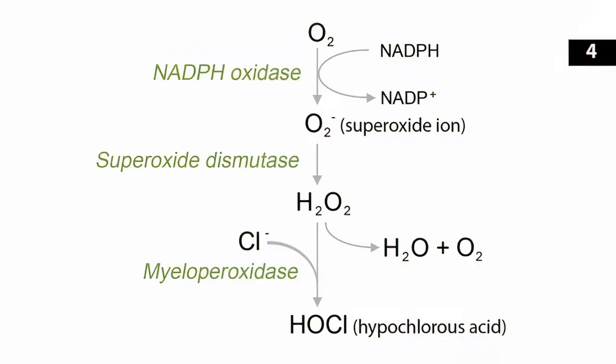Now once the phagocyte has made a reactive oxygen species, you can convert that to hydrogen peroxide. And the enzyme that catalyzes that process is called superoxide dismutase. And then a third enzyme, myeloperoxidase, can use hydrogen peroxide to generate hypochlorous acid. So those are 3 important enzymes for your phagolysosome: NADPH oxidase, superoxide dismutase, and myeloperoxidase. And these 3 enzymes make those caustic substances that destroy bacteria inside the phagolysosome.